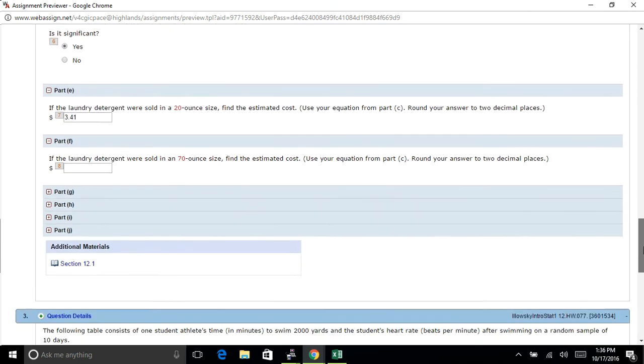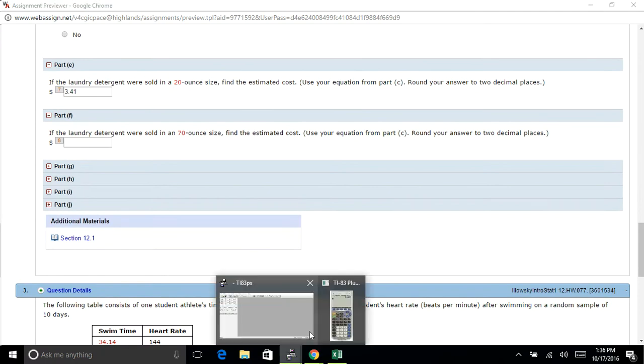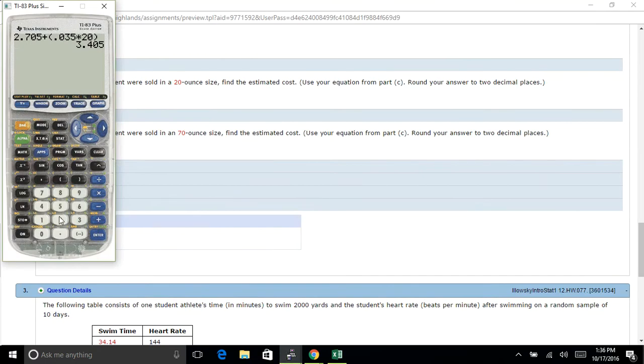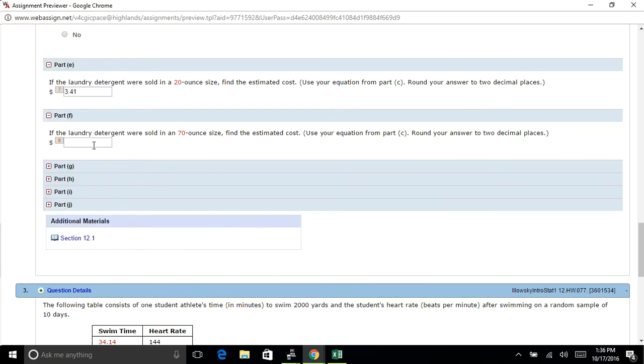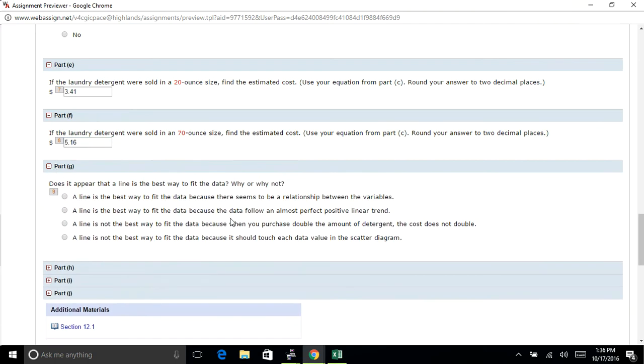Okay, now it wants me to do it for 70 ounces. I do the exact same way, except this time instead of 20, I put 70. Plus 0.035 times 70 equals 5.16. Okay, so here we go.